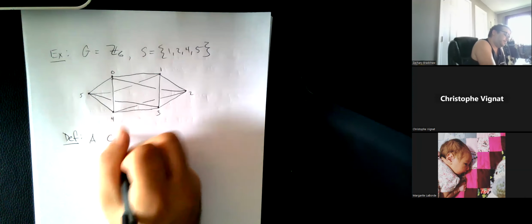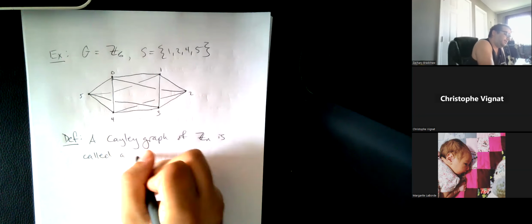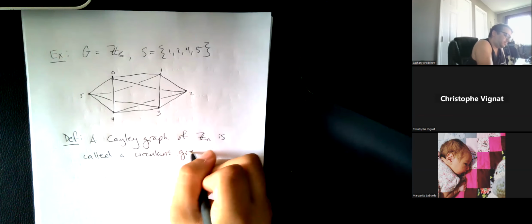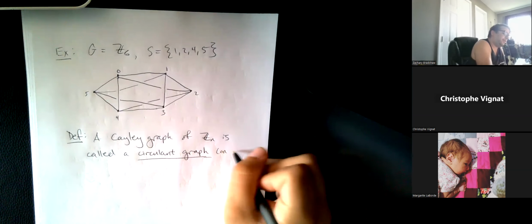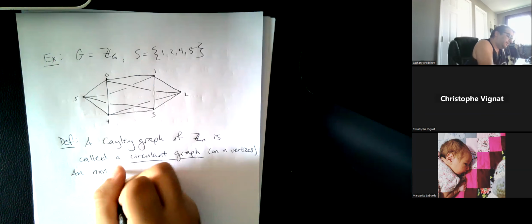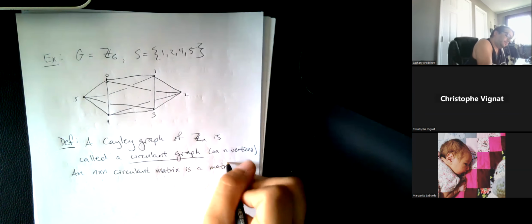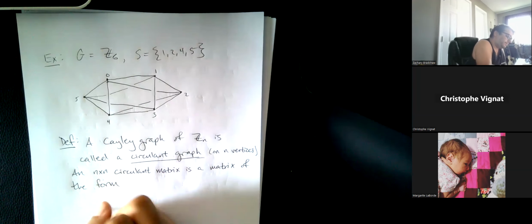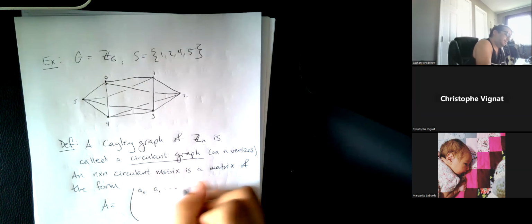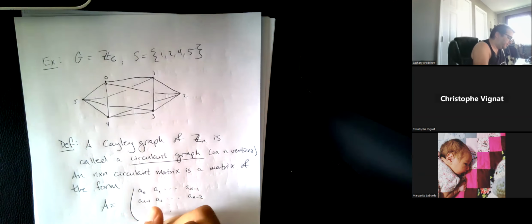So a Cayley graph of a cyclic group is called a circulant graph. In particular, this one's a circulant graph on n vertices. An n by n circulant matrix is a matrix of the form A0, A1 through A(n-1), and then you circulate: A(n-1), A0 through A(n-2), and you keep doing this all the way down to A1, A2 through A0.